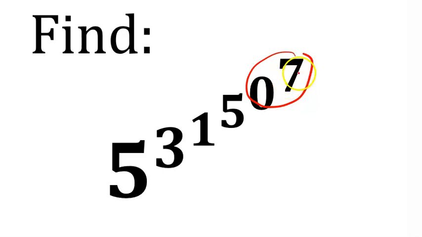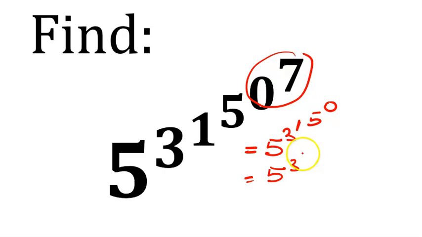Now, 0 raised to the power 7 is 0. So we are going to have 5 raised to the power 1, raised to the power 5, and then because 0 raised to the power 7 is 0, that's it. And then we find 5 raised to the power 0. This is going to be 5 raised to the power 3, all raised to the power 1.